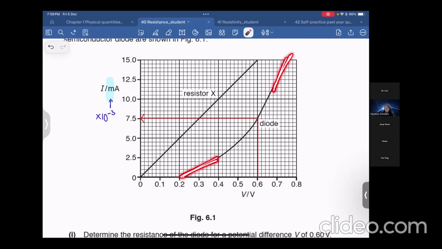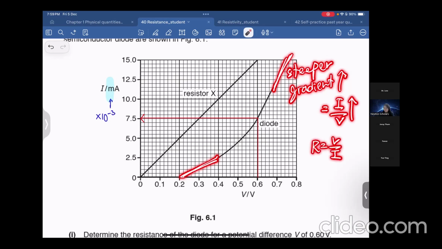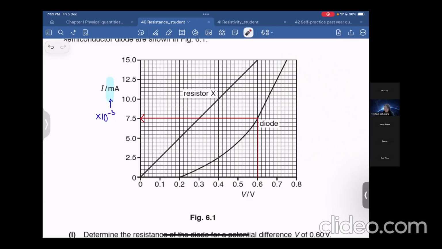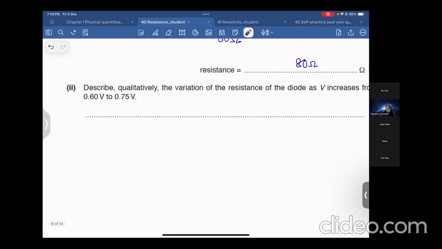Here and here, this one is a steeper line. The gradient increases. Then ask yourself, the gradient in this graph is I over V. So this one increases, but this is not resistance. Resistance should be V over I. So in the opposite way, it should be 1 over the gradient. So when the gradient increases, the resistance should decrease. So somewhere here, the resistance actually decreases. So here, when the voltage increases, the resistance decreases.